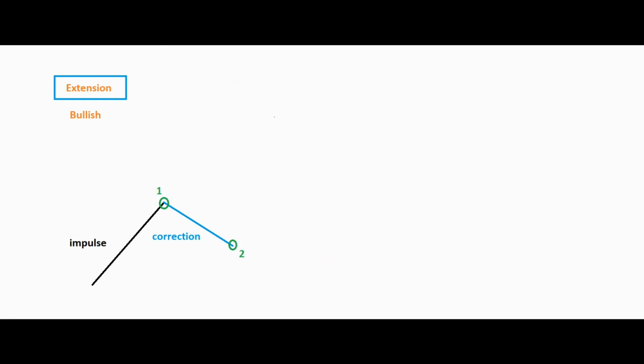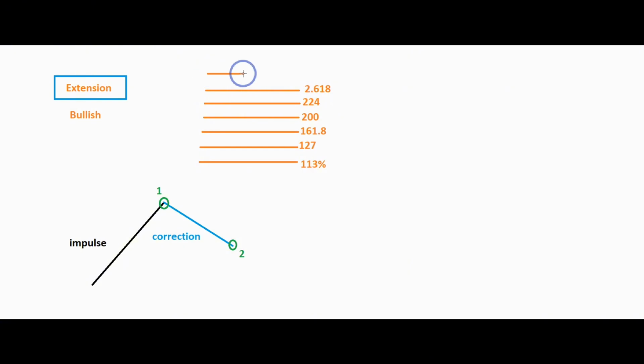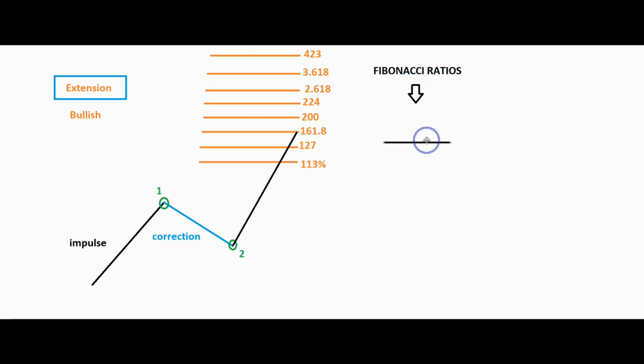This tool provides levels such as 113%, 127%, 161.8%, 200%, which we can use to set price targets. The numbers you see in this image are the Fibonacci ratios. Where do they come from?